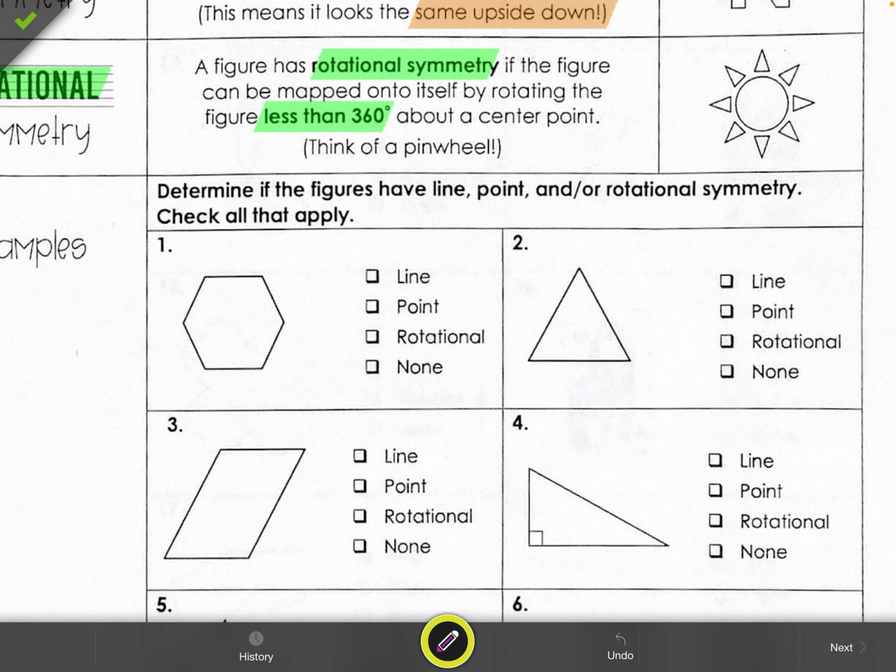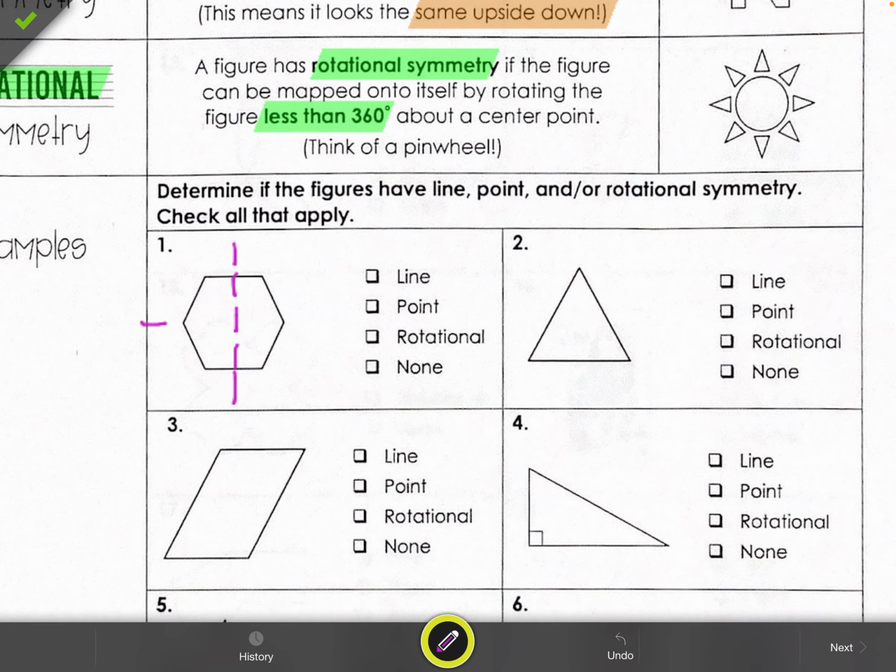There are different kinds of lines of symmetry. If I draw a vertical line, you can see that that cuts that hexagon into two smaller equal pieces. If we visualize folding it on that line, they would match up exactly. So this has a vertical line.